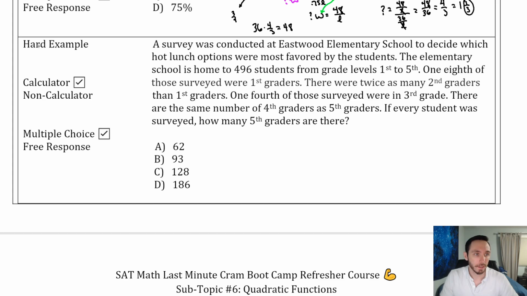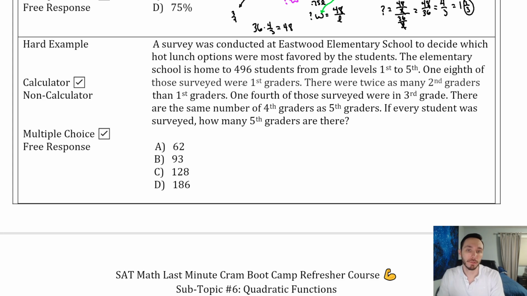All right, so the next one, it is the hard example, and it's labeled as hard because you got to read, lots of reading. So a survey was conducted at Eastwood Elementary School, to decide which hot lunch option was most favored by the students. The elementary school is home to 496 students from grades 1 to 5, and 1/8. Okay, so there's going to be a lot of scenarios here, and we got to slow down. It looks like I'm going to get a numeric answer. Okay. 1/8 of those surveyed were first graders.